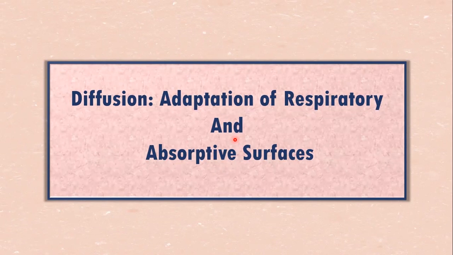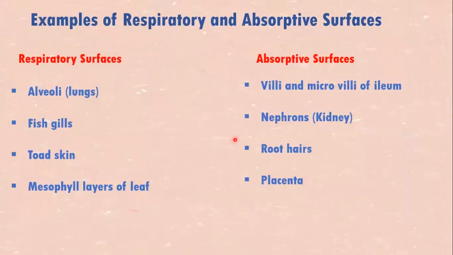Today we are discussing diffusion and adaptation of respiratory and absorptive surfaces, because respiratory and absorptive surfaces do a lot of diffusion. So, what are examples of respiratory and absorptive surfaces? We have here respiratory surfaces: the alveoli, fish gills, toad skin, and the mesophyll spongy layers of the leaf, which we will discuss. Then absorptive surfaces: villi and microvilli of the ileum, nephrons, that's the kidney, root hairs, and placenta.